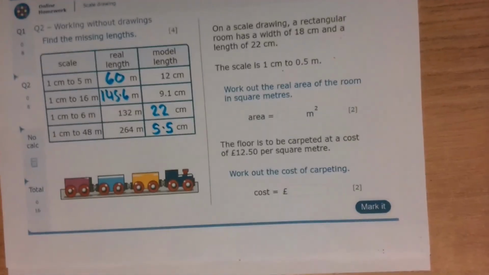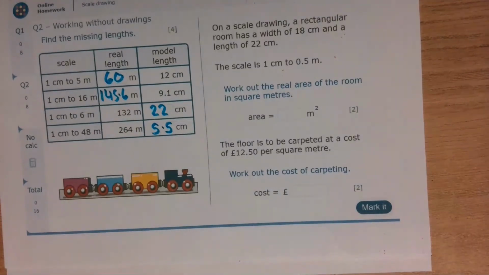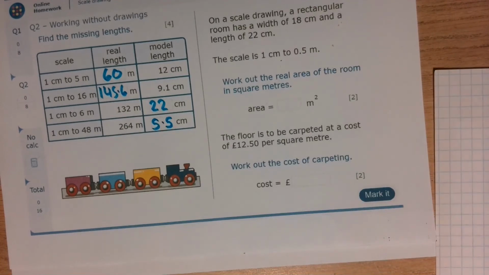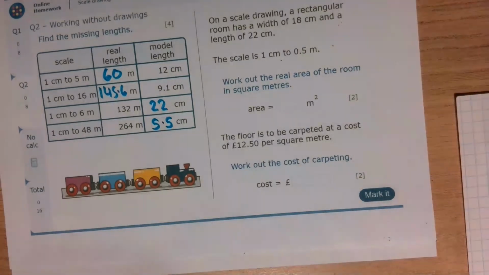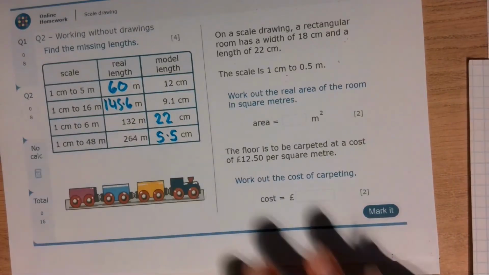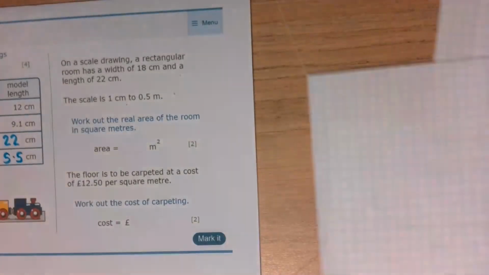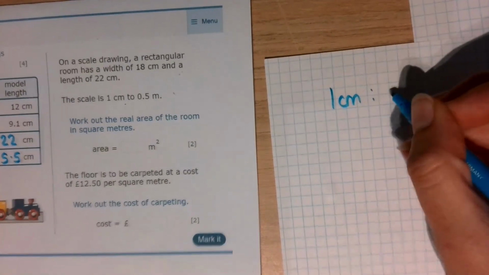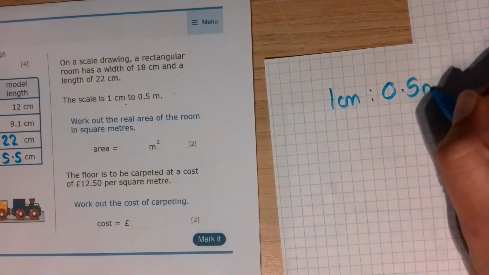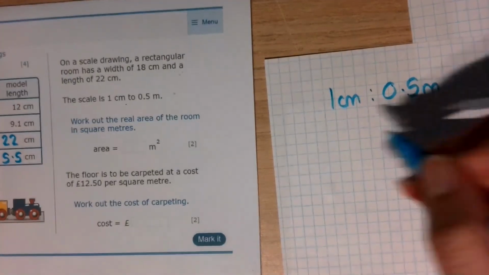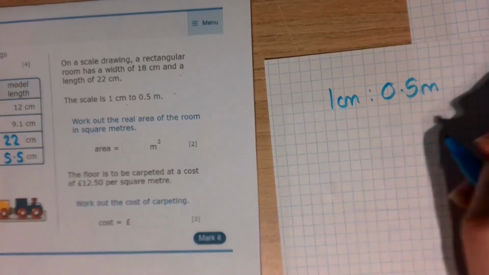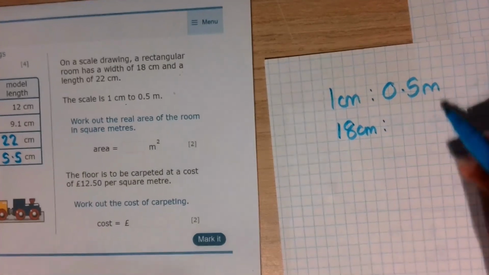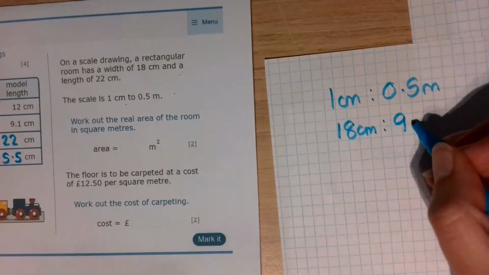On a scale drawing, a rectangular room has a width of 18 centimetres and a length of 22 centimetres. The scale is 1 centimetre represents 0.5 metres. So, we've got 1 centimetre representing 0.5 metres. Let's do both of those sides now. So we've got width of 18 centimetres. Well, I've multiplied by 18, I multiply this by 18, giving me 9 metres.